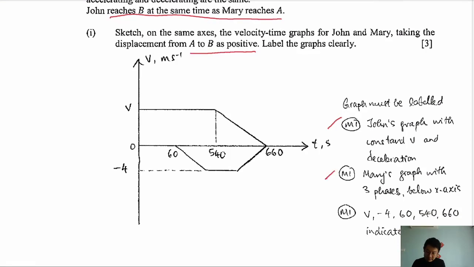For Mary's graph, the second mark is given when we have got the shape. Once you see going down, flat, going up, you get 1 mark. Another mark is given when you label all the values correctly.